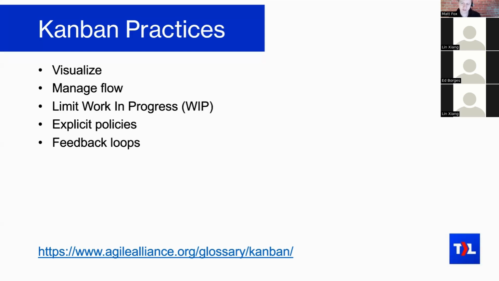Third is limiting work in progress, as I've already mentioned, and we'll get more into that later as well. Also, explicit policies and regular feedback loops, so that we learn quickly. We don't just sit down every couple of months and talk about how this could be improved. No, we do that a lot more frequently so that we can learn faster. We can try more things.